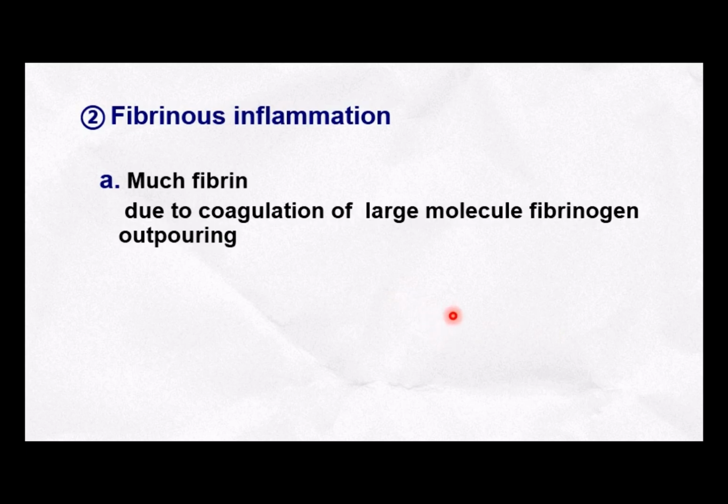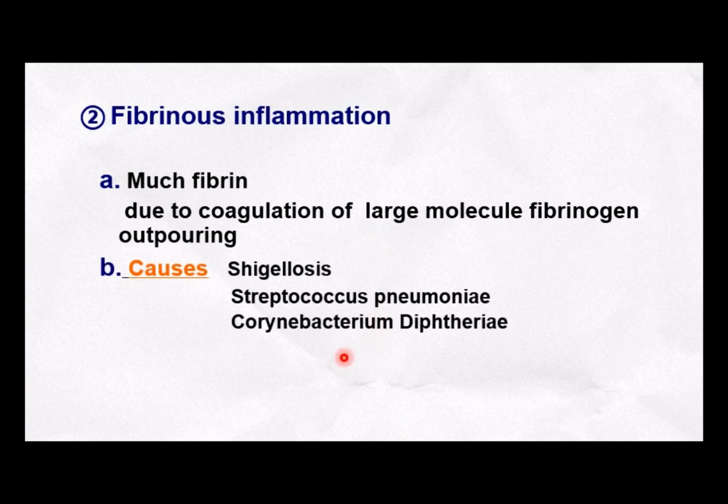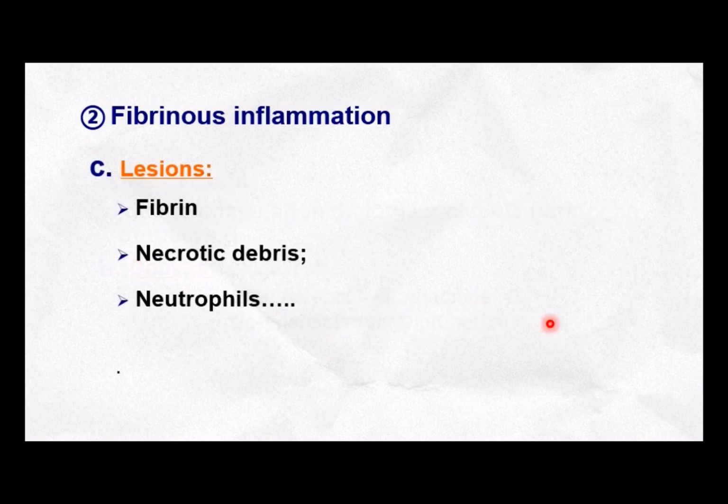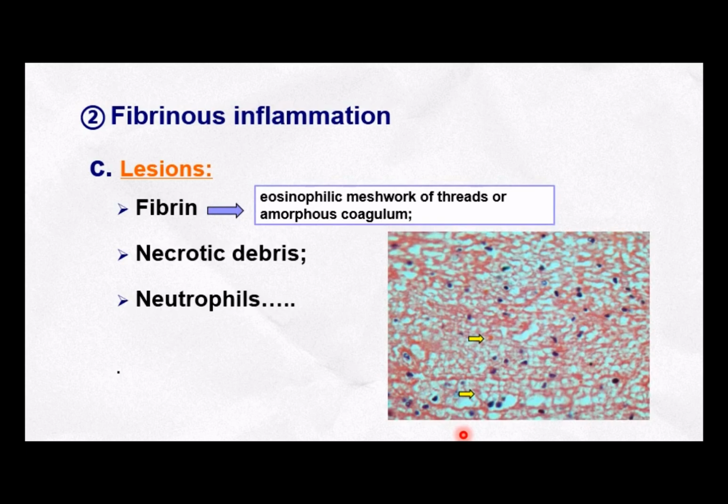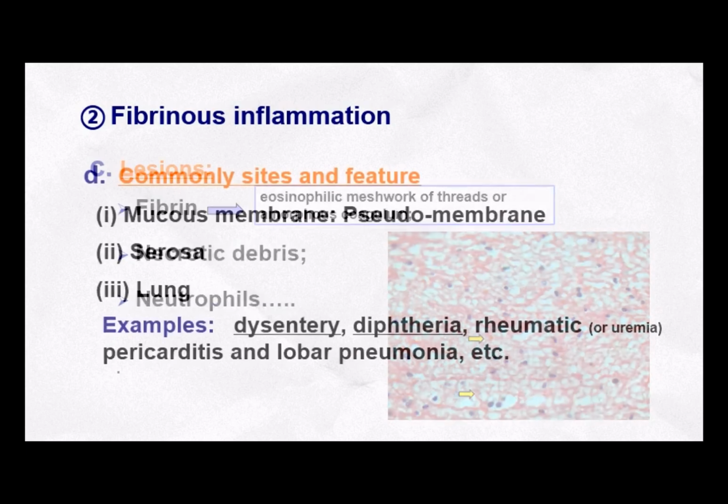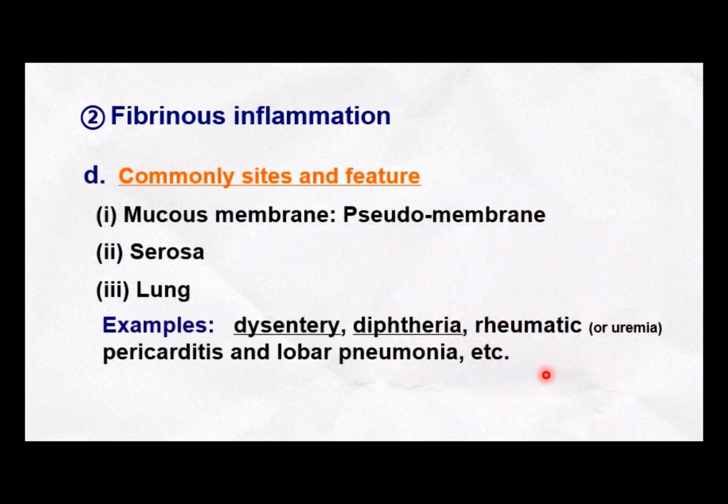Fibrinous inflammation occurs as a consequence of more severe injuries, resulting in greater vascular permeability. So, the large molecule fibrinogen leaks into the tissue. Fibrinogen is converted into fibrin. The common causes include shigellosis, streptococcus pneumonia, Corynebacterium diphtheria. The lesions contain a large amount of fibrin, necrotic debris, neutrophils, and other cells. Fibrin accumulates and appears as an eosinophilic meshwork of threads, or sometimes as an amorphous coagulum. Fibrinous inflammation is commonly seen in mucous membranes, serosa, and in the lung, and is observed in rheumatic pericarditis, dysentery, diphtheria, lobar pneumonia, etc.